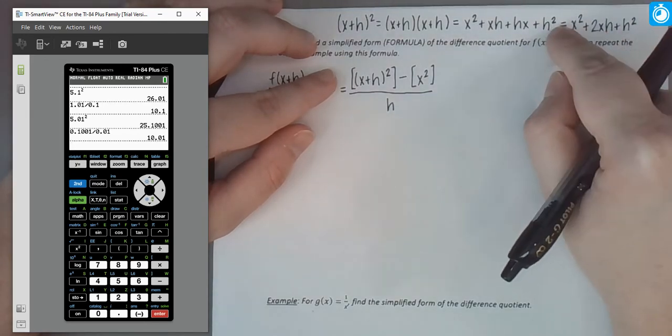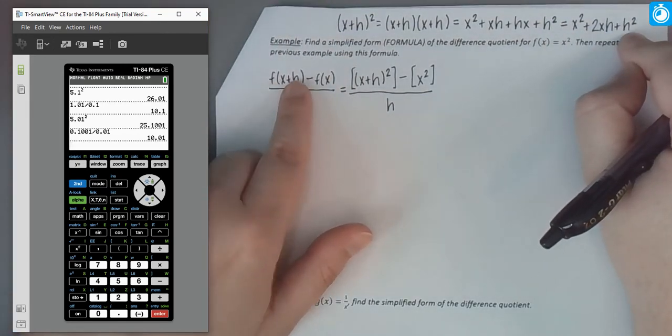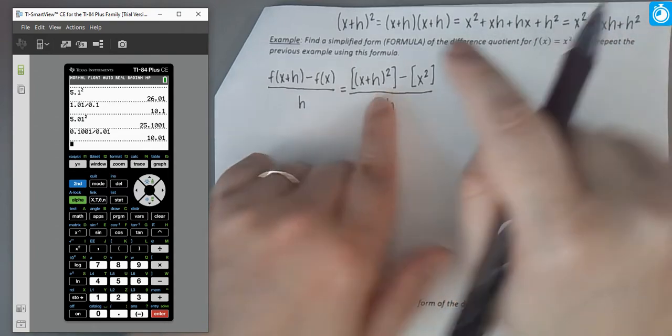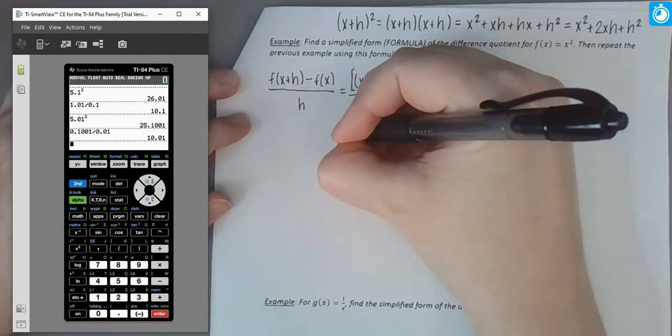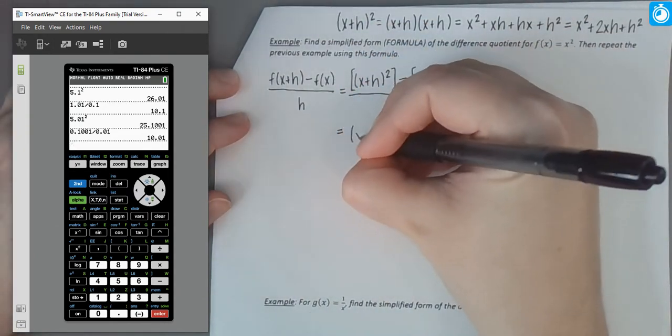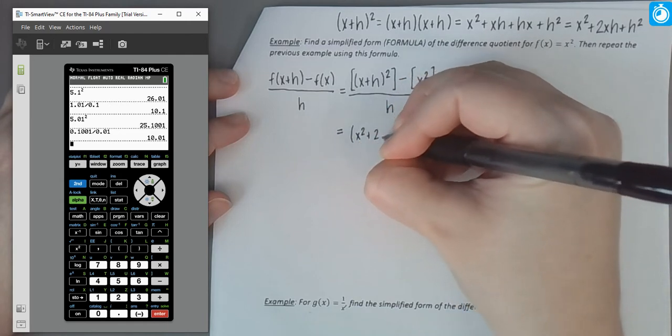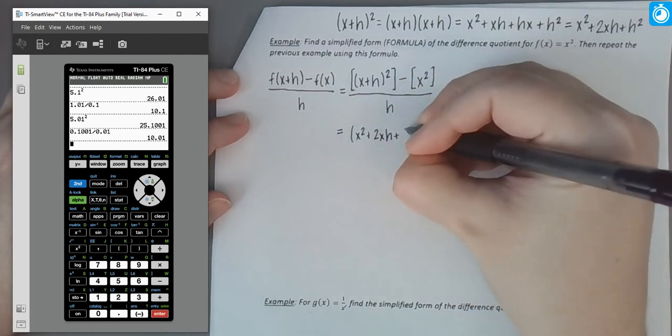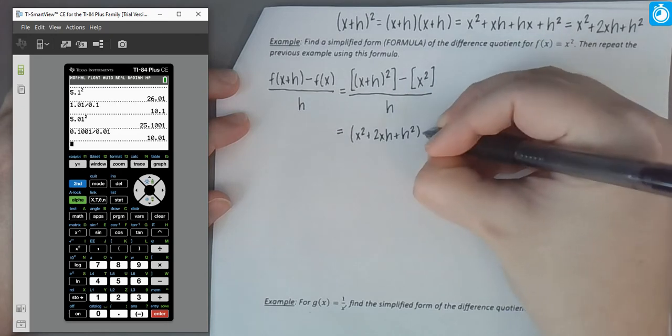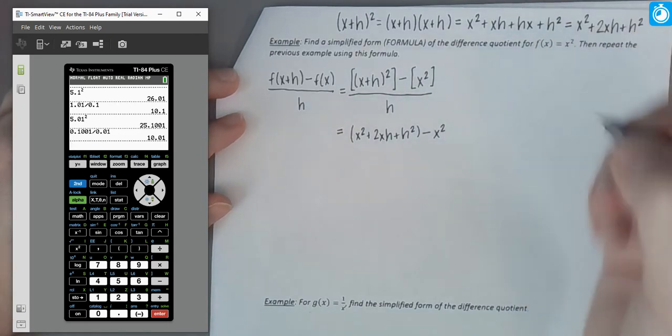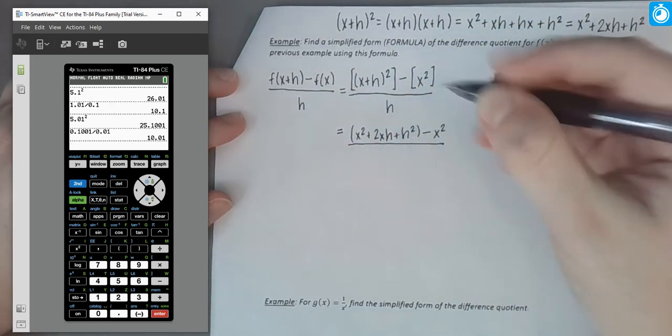So that is going to be the simplified version of f of x plus h, and we can now substitute that into our difference quotient. So x squared plus 2xh plus h squared minus x squared, all of that divided by h. Don't forget the denominator.